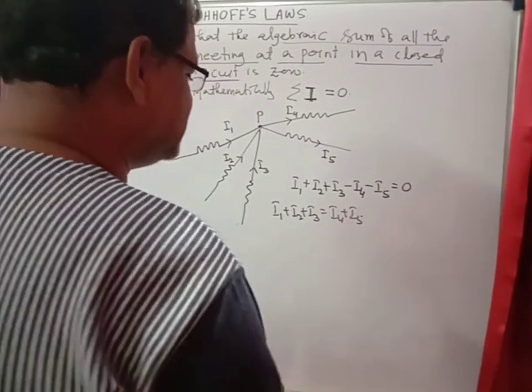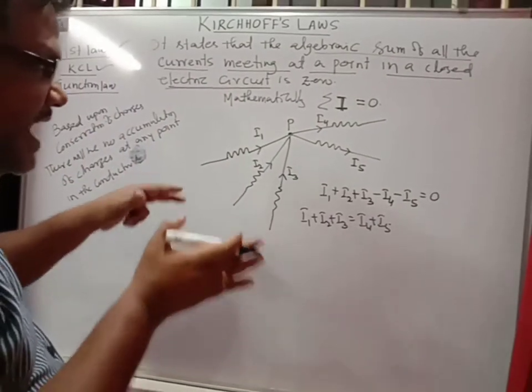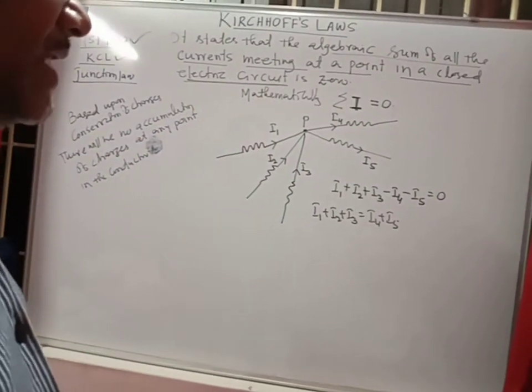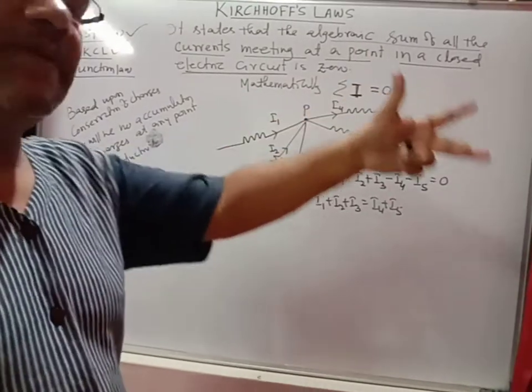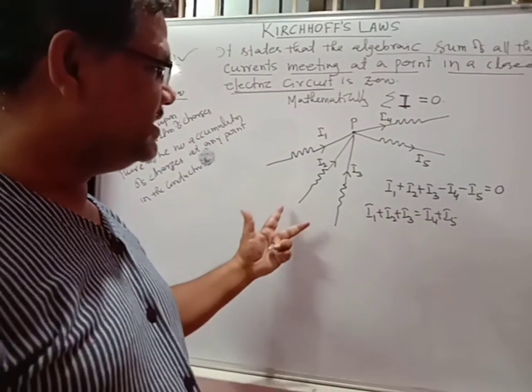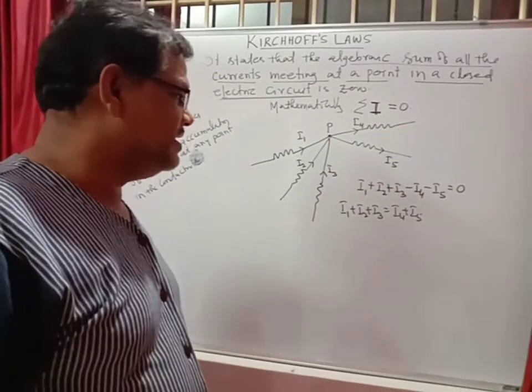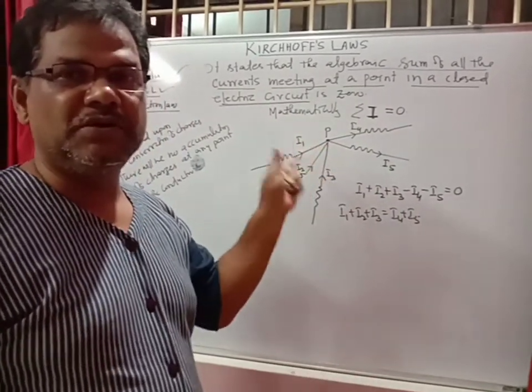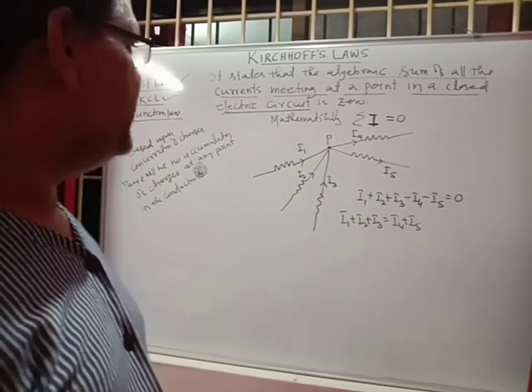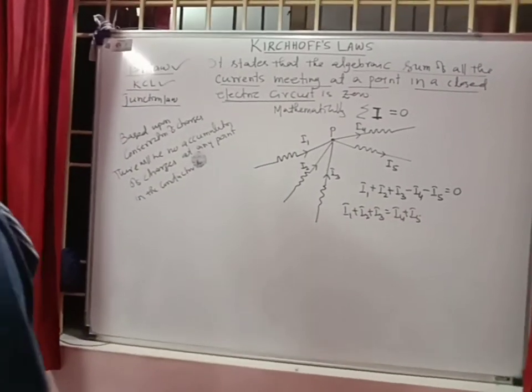The amount of current entering the junction is the same amount of current leaving the junction. So the total current entering must be equal to the total current leaving the junction in a network, in an electrical circuit.